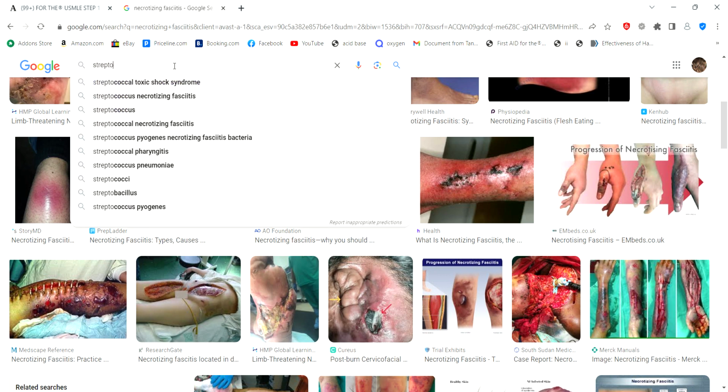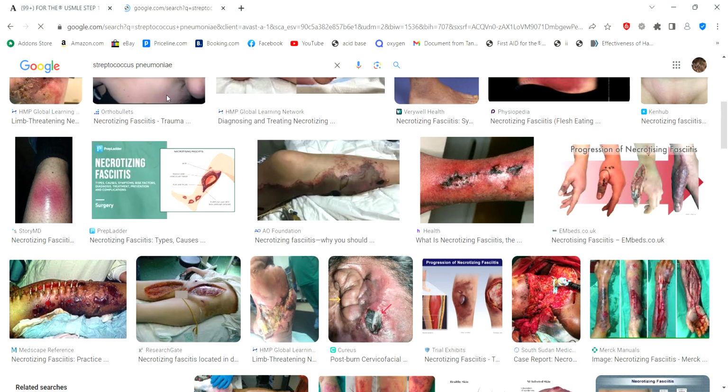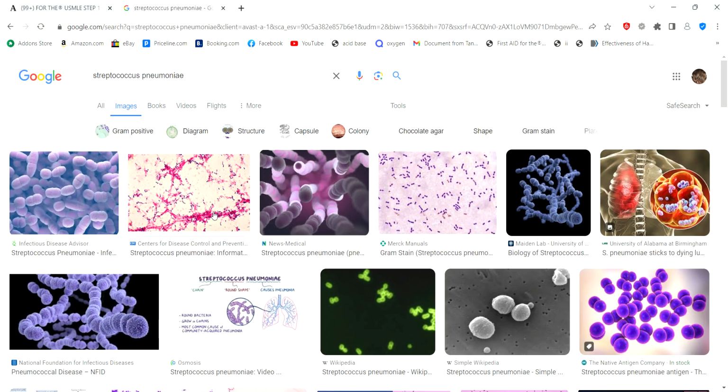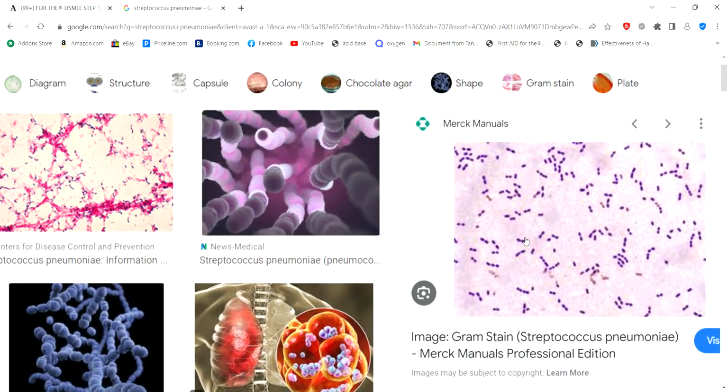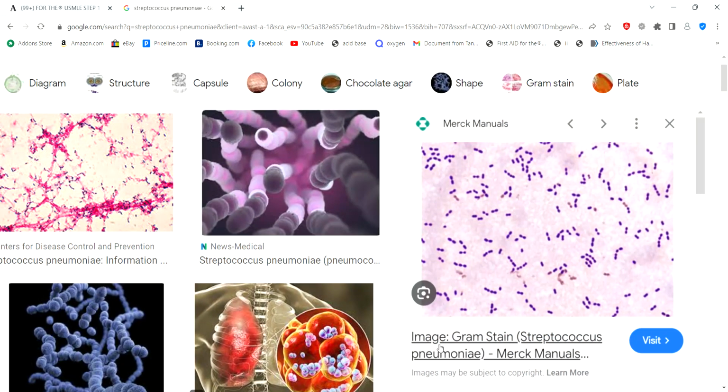Streptococcus pneumonia. So this is what that means. Gram stain diplococci. So it comes like two balls next to each other, diplococci. Yeah, so that's what that means.